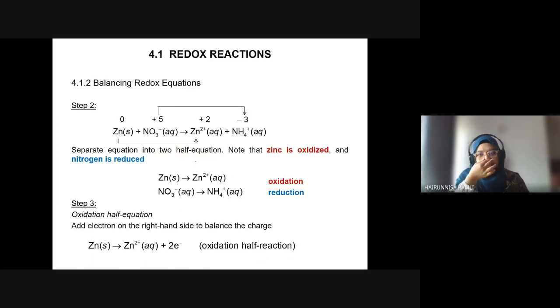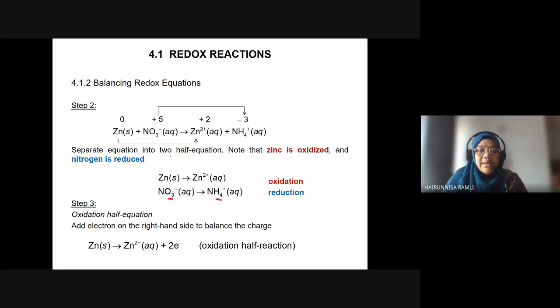So after you dah separate into oxidation and reduction, tak kisahlah you nak start dari mana, biasanya kita start pada oxidation dulu. For example here at zinc, dia akan release electron kan. So, dia oxidize. And then for nitrogen, the most important part bila ada oxygen and also hydrogen kat sini. So apa step dia?